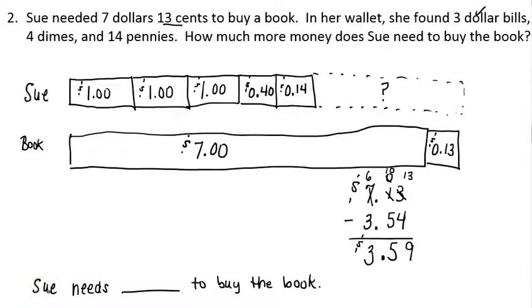This is the difference between the amount of money Sue has and the cost of the book. So Sue needs $3.59 to buy the book.